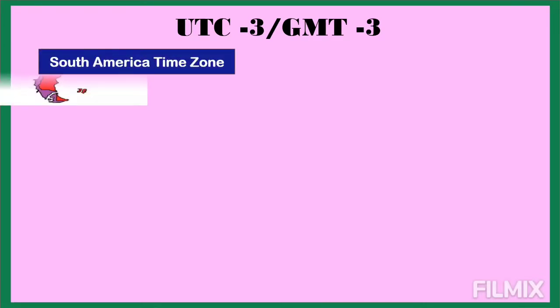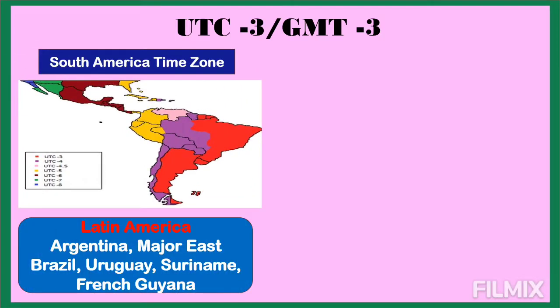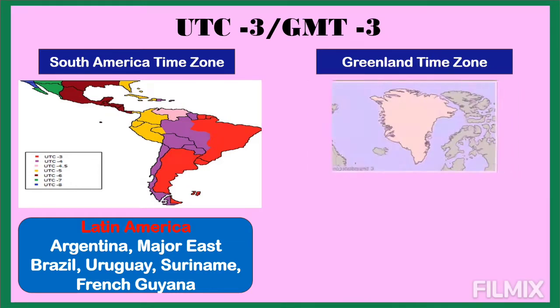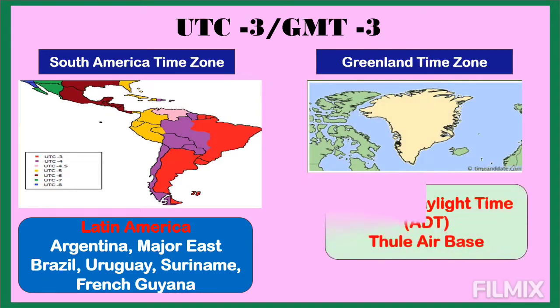Places having the UTC -3 or 3 hours behind the Coordinated Universal Time are some parts in South America, commonly known as Latin America, like Argentina, Major East Brazil, Uruguay, Suriname, French Guiana, and also in North America, we can find it at some parts in Greenland, especially in Thule Air Base using the Atlantic Daylight Time or the ADT. If we compare it to the Philippine time, it means that the Philippines is 11 hours ahead of these places.